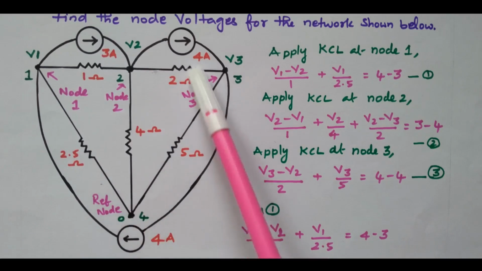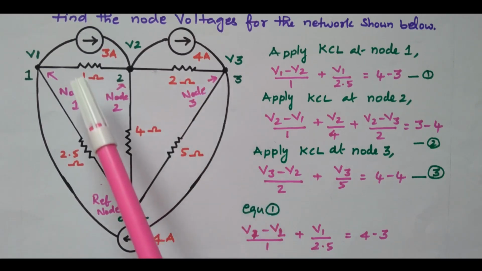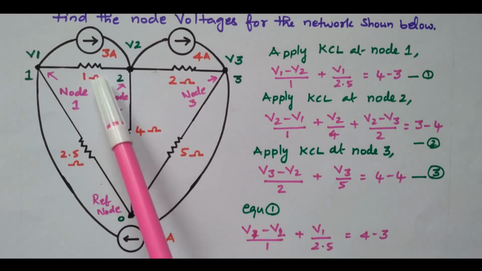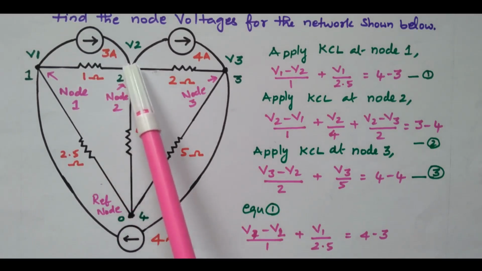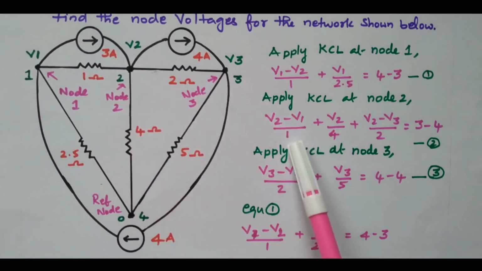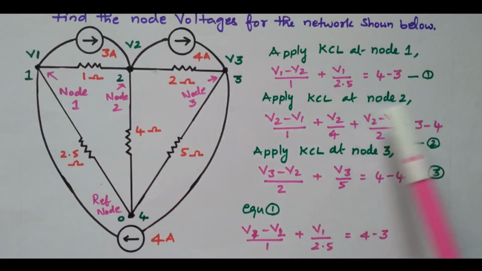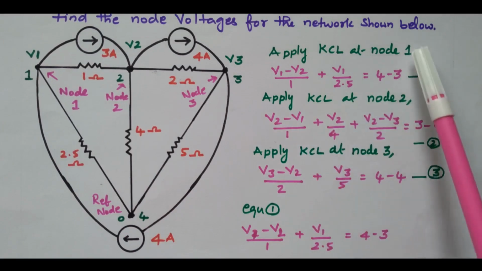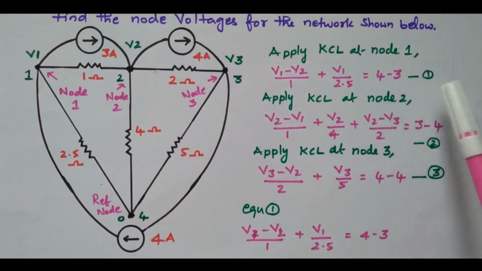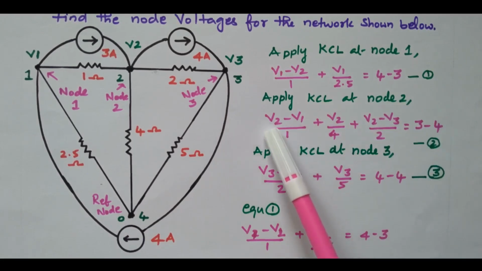Now we need to find the voltage across each resistor. First, the 1 ohm resistor is connected between the second node and the first node. So V2 minus V1 divided by 1. While referring to the second node, V2 comes first; while referring to the first node, it is V1 minus V2. Whichever node we are referring to should appear first. V2 minus V1 divided by 1.